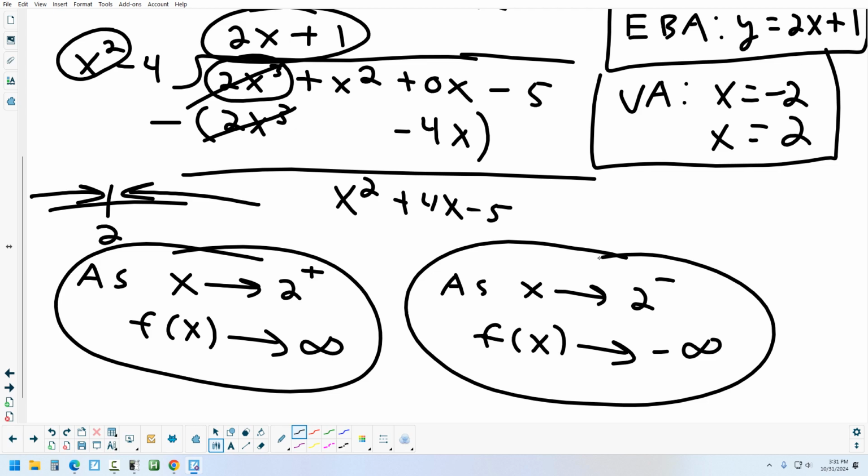Now, I didn't investigate the other one. I did this one, x equals 2. But we could also look at -2 from the left and the right. Any question on that idea? Yes? Can you only look at vertical asymptotes or can you look at any point? Well, vertical asymptotes are the only ones that are going to go to infinity and negative infinity. If you look at approaching other numbers from the left and the right that are not vertical asymptotes, you're not going to get this infinity and negative infinity behavior. But yes, you could still look at them.